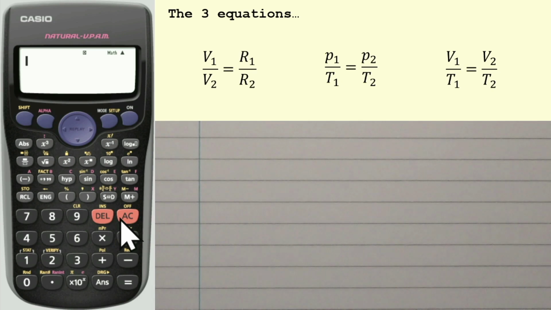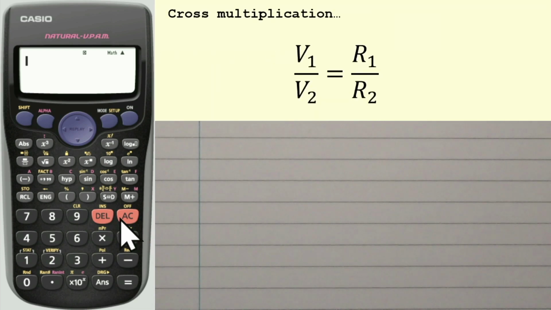In this case, P is pressure, T is temperature in Kelvin, and V is not voltage anymore. V is now volume. Now, as I said in previous videos, don't worry if you don't know these equations. It's really just the mathematical method of cross multiplication that we want to get across in this video. So here is cross multiplication.